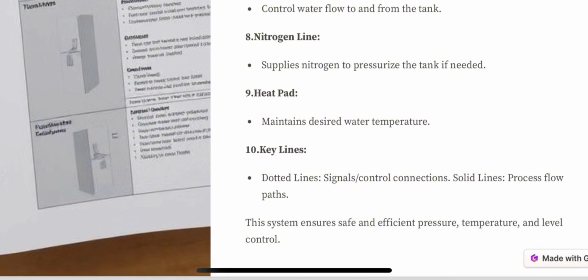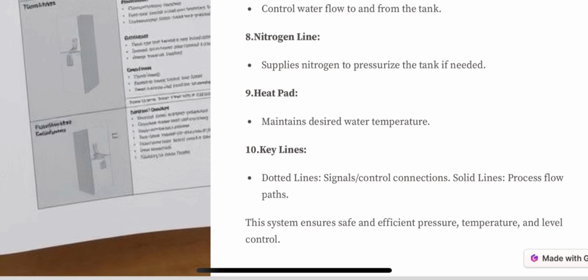And next, number 6 is key lines. Lastly, we must pay attention to the lines in the P&ID because solid lines represent the process flow paths, and the dotted lines show the signals or the control connections.